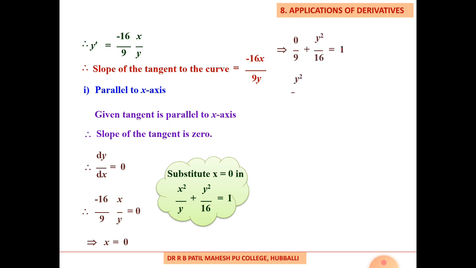So here x equal to 0, then the corresponding value of y we can calculate by using this given term. Put x equal to 0 and then simplify. We get y square by 16 equal to 1, y square equal to 16, y equal to plus or minus 4. Therefore, the points are (0, 4) and (0, minus 4). When x equal to 0, there are two values of y, so you will get 2 points, (0, 4) and (0, minus 4).